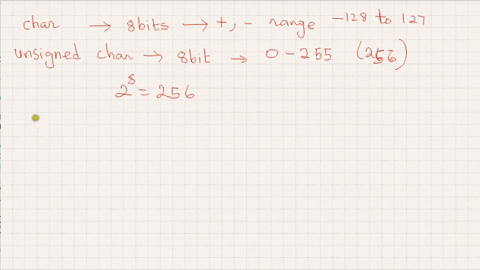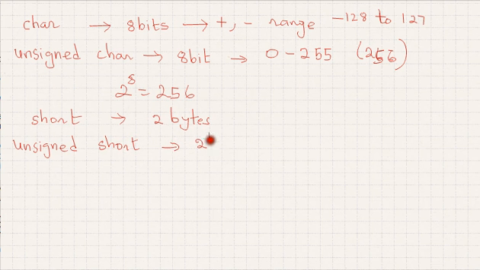And then we have the short, which is 2 bytes, which is just double this, right? And then we also have the unsigned short. This again is 2 bytes. Again, this stores only positive values.